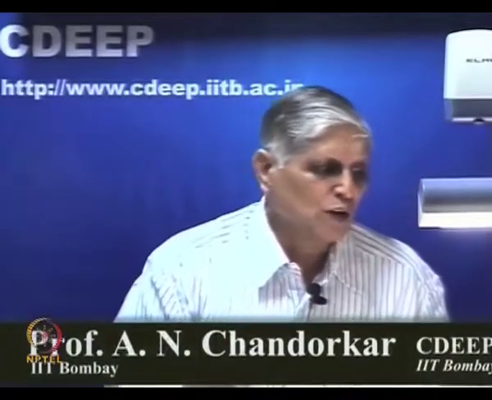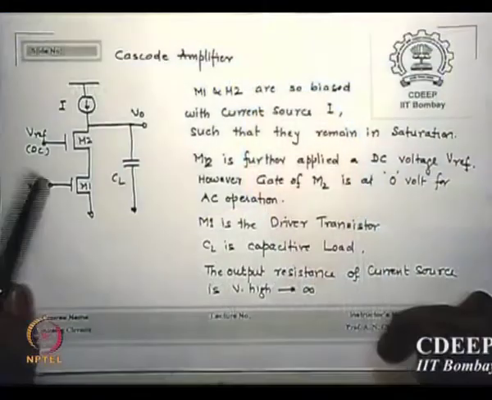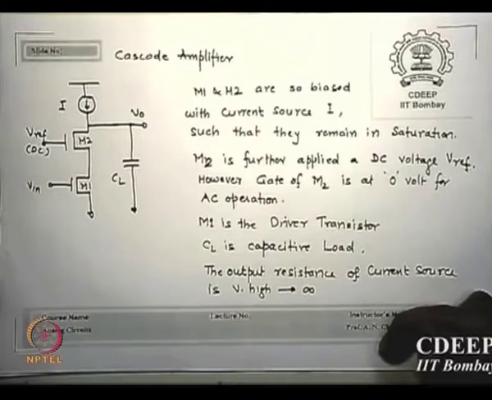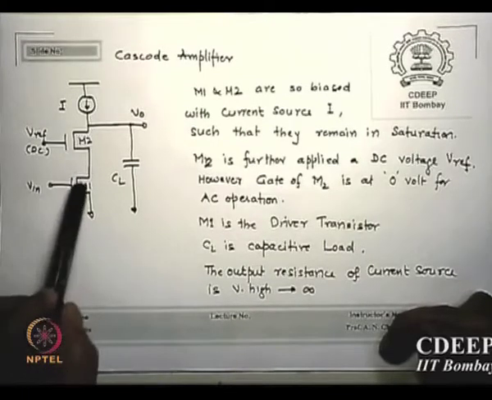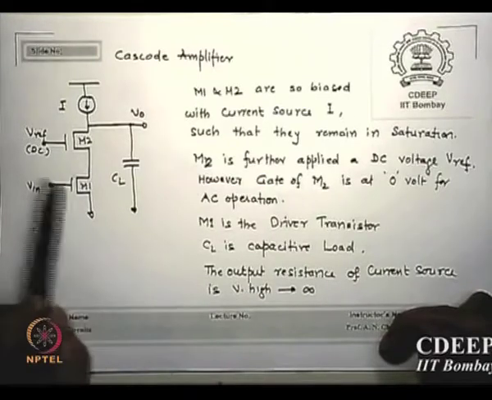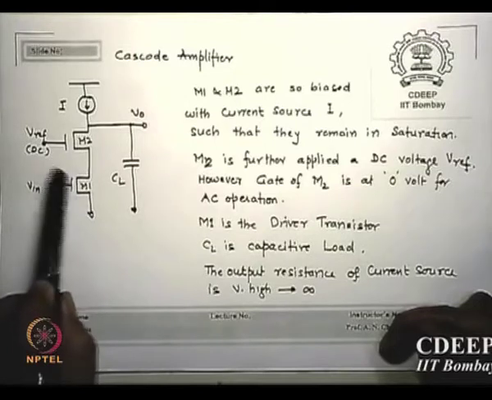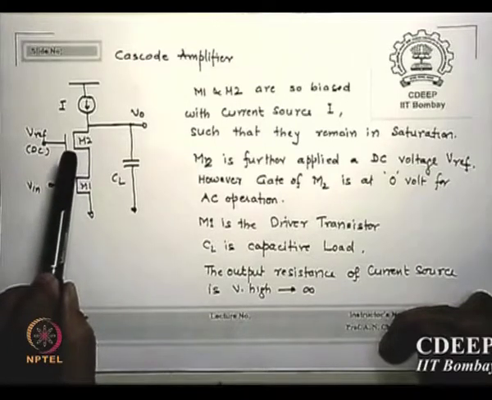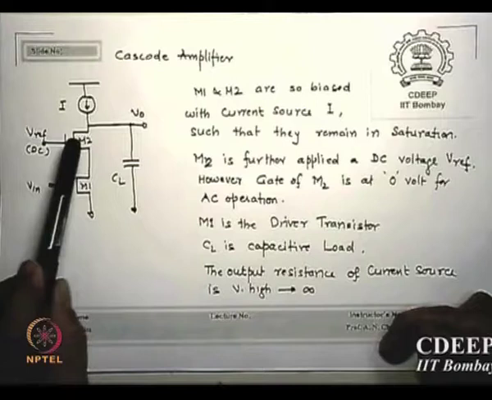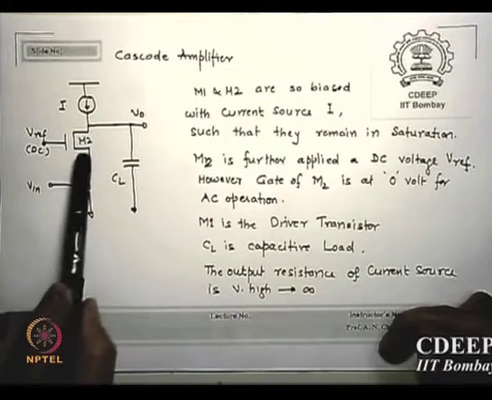Here is a cascode amplifier which is similar to a normal amplifier. This is your driver amplifier M1, which has all the standard values of W by L, Vt, etc. In series to that M1, there is another transistor M2. Please look at it, this is a very relevant and good concept to understand.